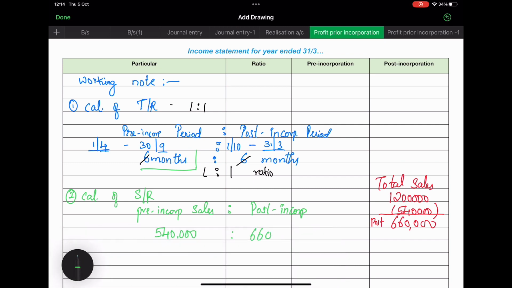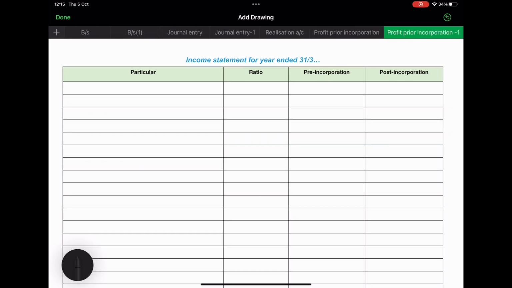Yes, 6,60,000. So if you reduce the zeros, 54:66, even we can reduce this. If you know the tables well, 6 9s are 54, 6 11s are 66. If you are very weak in tables, you can use 2 ones also. You have to reduce till we get different numbers. Got it? So the sales ratio is 9:11. Got it? So this is regarding the working note. Next we'll directly move on to problems. This is the format: particulars, ratio, pre-incorporation and post-incorporation.